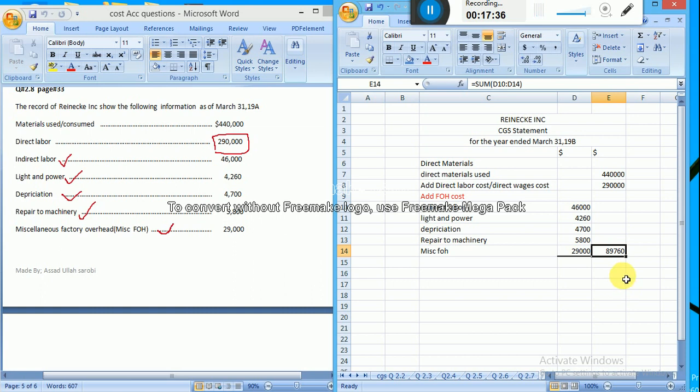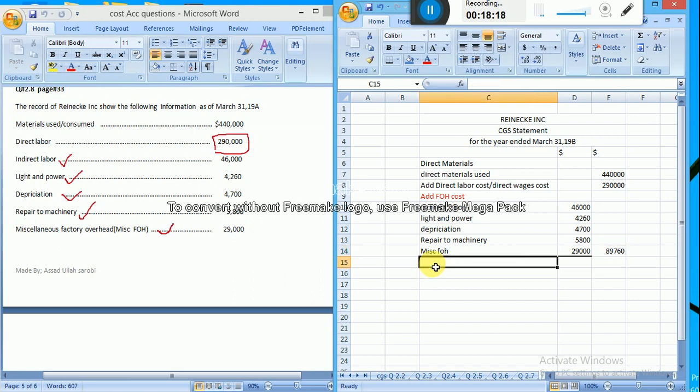Look, these are the factory overhead, all five indirect costs which take place in the factory. This is called factory overhead. So I add all these indirect costs, which equals 89,760. So look, this is my material cost, direct material used or direct material consumed or direct material cost. This is labor cost, and 89,760 is what? That is factory overhead cost.